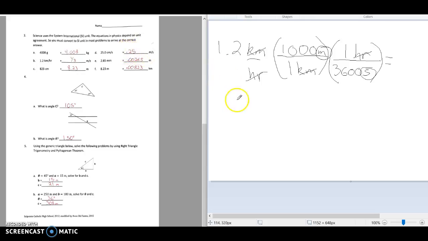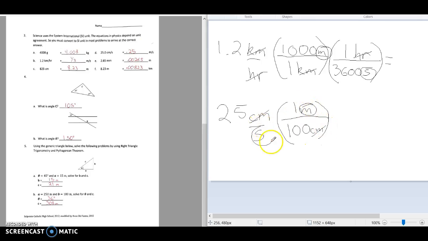For D here, we can go over this one, 25 centimeters per second. So I'm going to change that to meters per second. So all we have to do is change the top half. So there are 100 centimeters in 1 meter. Centimeters cancel out. We're just left with the units of meters per second. Calculate that, you should get 0.25. Millimeters to meters, move the decimal point over 3. And then meters to kilometers, move the decimal point over 3.